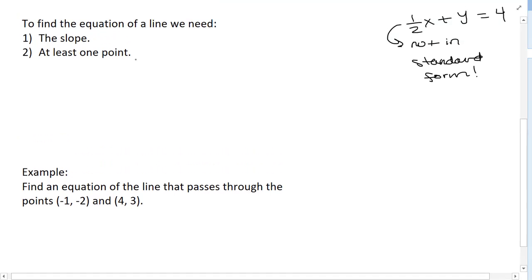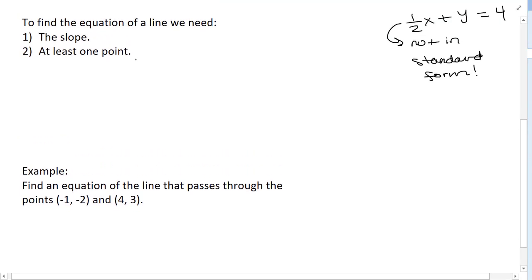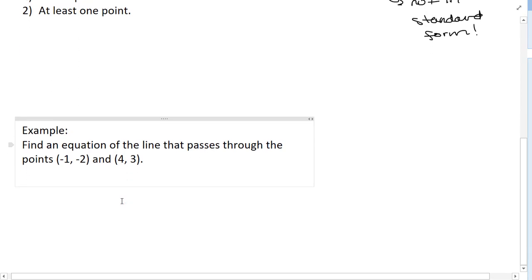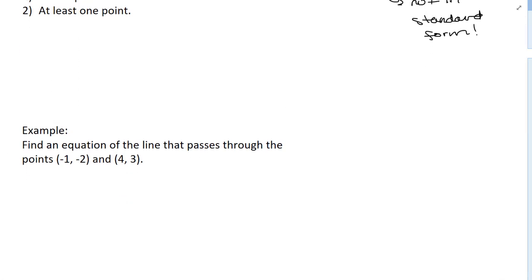So notice above I said to find the equation of a line, we need the slope and at least 1 point. Are we given the slope? No. And this is when we are not given the slope. This is why the second one comes in handy, at least 1 point. I have 2 points. Given 2 points, I can find the slope of a line. So let's find the slope.